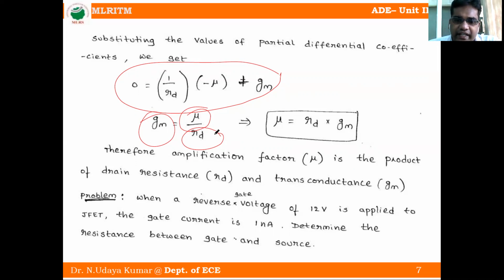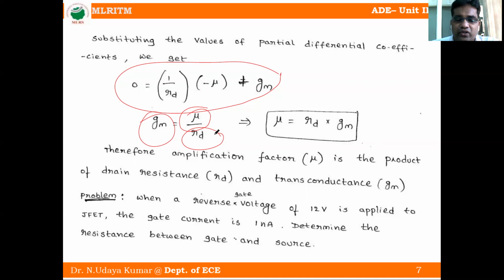When a reverse gate voltage VGS of 12 volts is applied to the JFET, the junction FET, the gate current is 1 nanoampere. Determine the resistance between the gate and source. That means the resistance between G and S, gate and source.